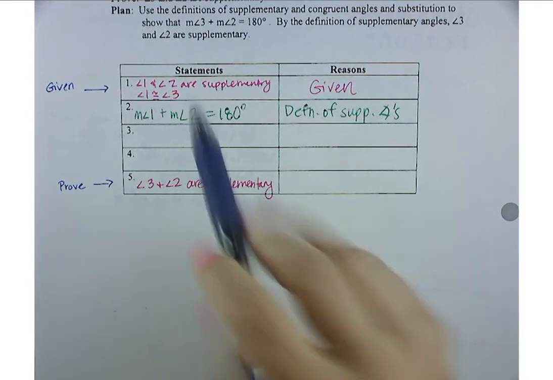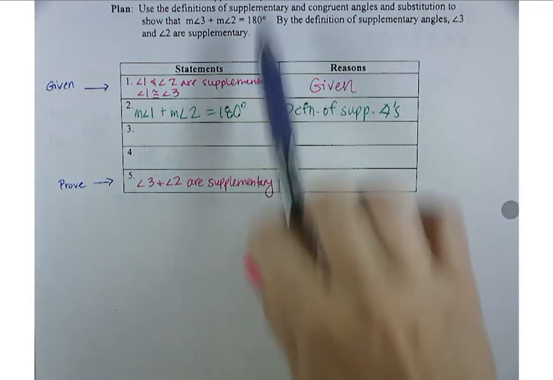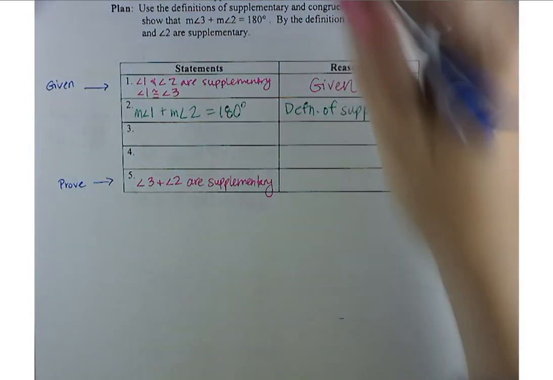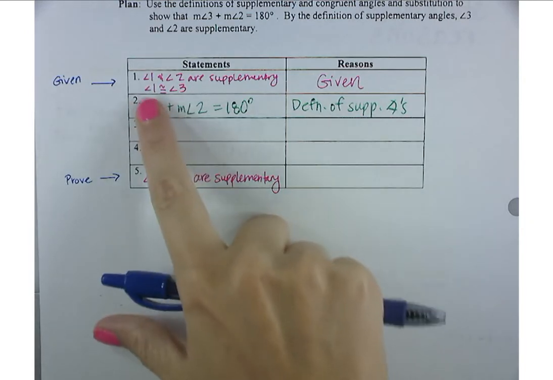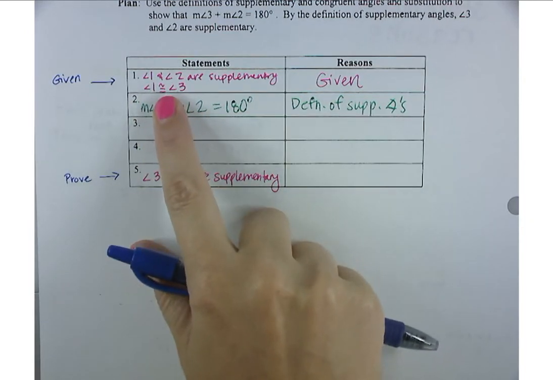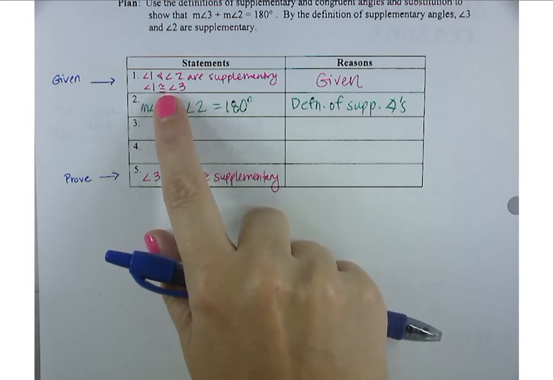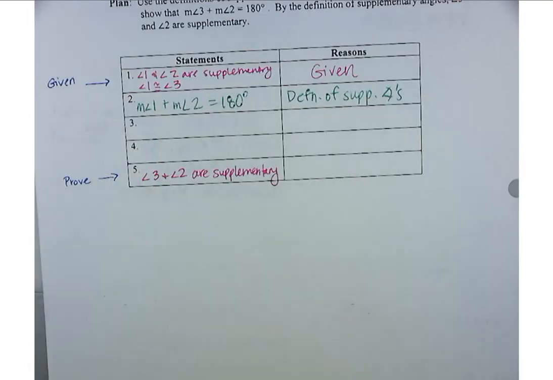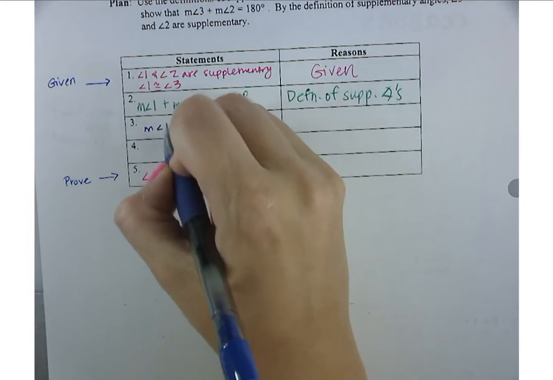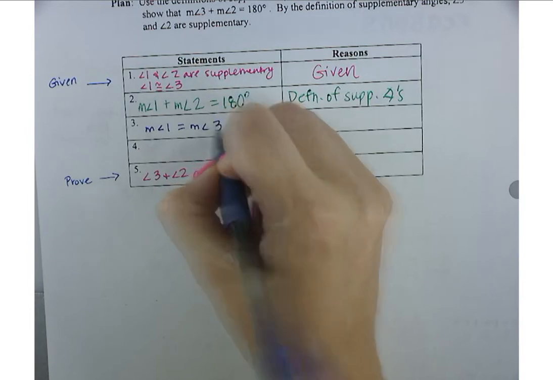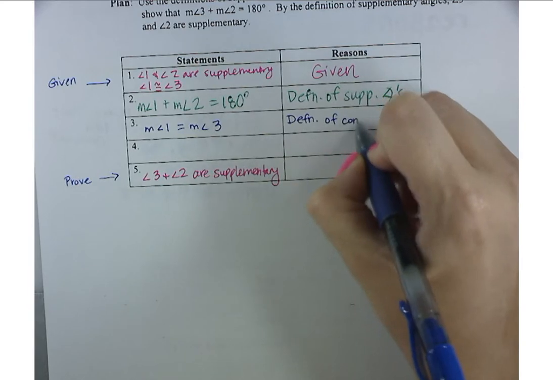So it says to use the definitions of supplementary and congruent angles. So we already used the definition of supplementary angles. Now we have to find a way to use the definition of congruent angles. So if angle 1 and angle 3 are congruent, Sarah, what does that mean? If they're congruent, then that means their measures are equal. So what we have to say is that the measure of angle 1 is equal to the measure of angle 3. And that's the definition of congruent angles.